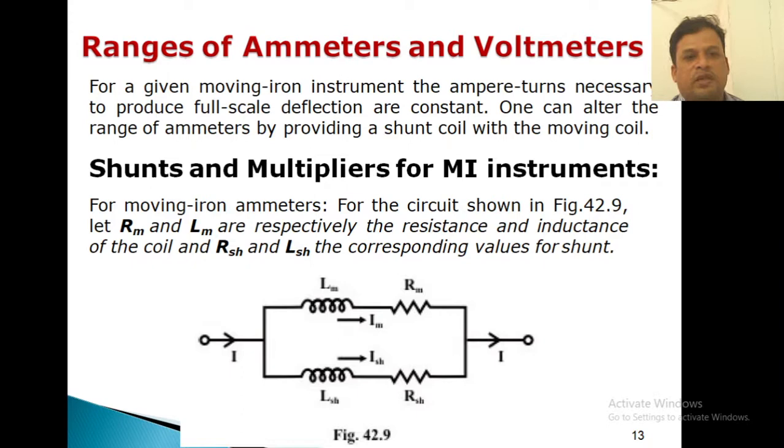So we are discussing the ranges of ammeters and voltmeters here. For a given moving iron instrument, the ampere turns necessary to produce the full scale deflection are constant. One can alter the range of ammeters by providing a shunt coil with the moving coil. For the circuit, see here: let Rm and Lm be the resistance and inductance respectively, and RSH and LSH the values of the shunt. Then these shunts and multipliers for MI instruments can be used to improve the ranges.